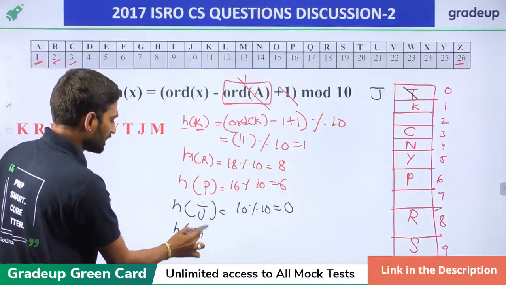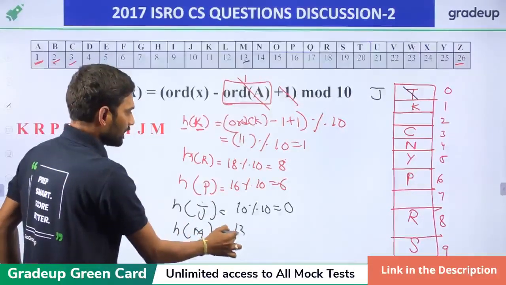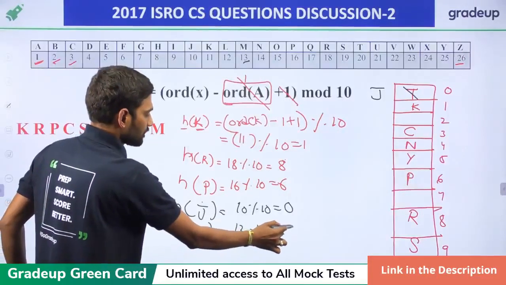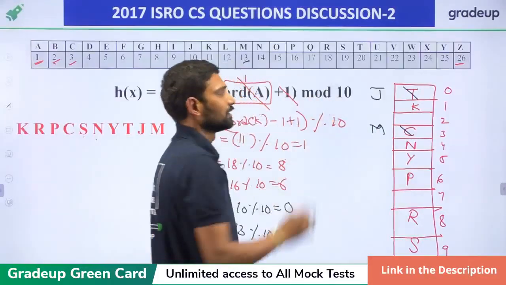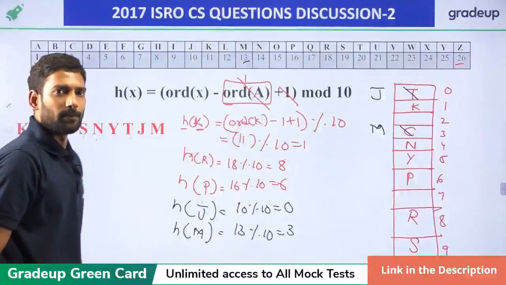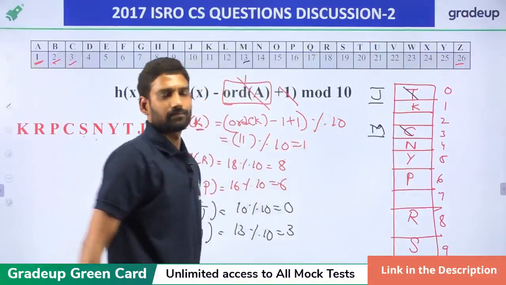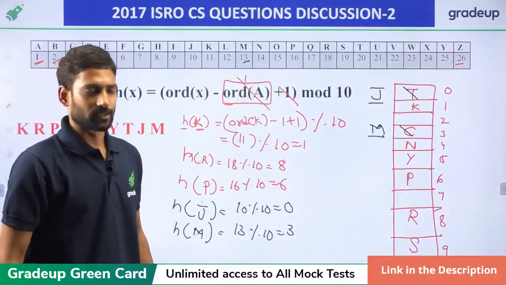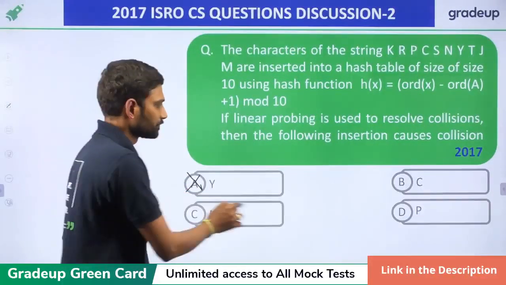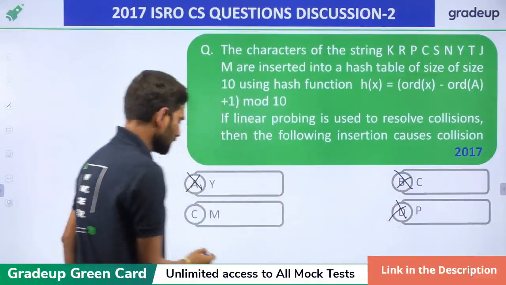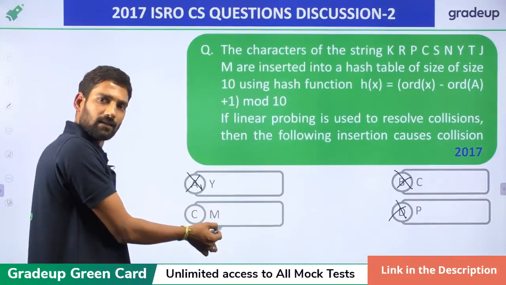Then h of M. M is 13. 13 mod 10 is 3. Already in 3 we have something. So in this probe, which are giving you collision? J and M. These are giving you collision. Let us see which is there in the options. Y is not, C is not, P is not, J, M. Even if only J is there, that would be the answer.